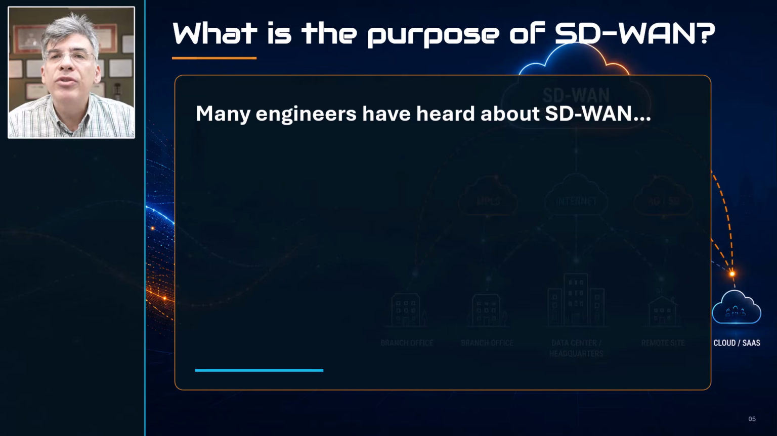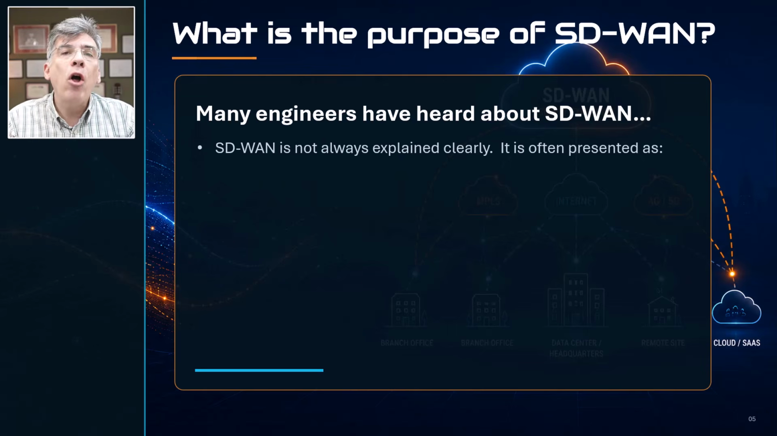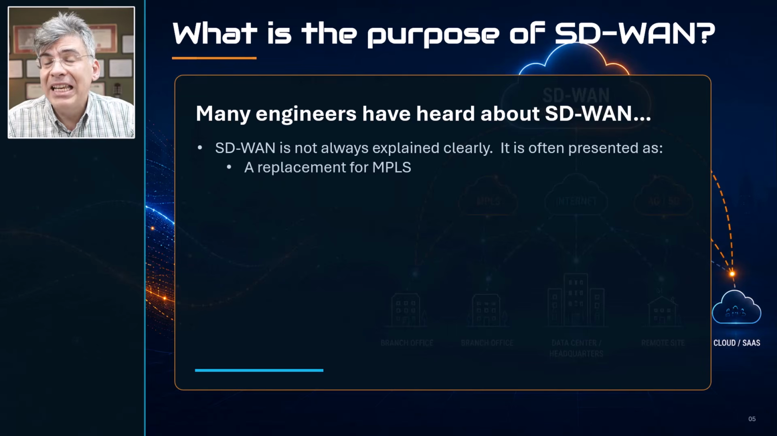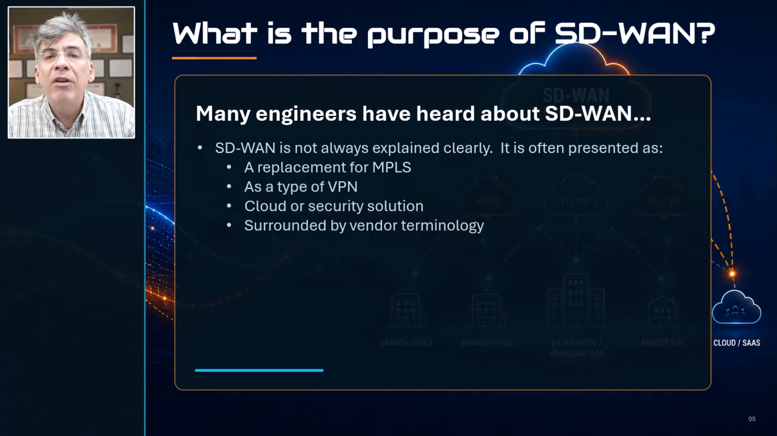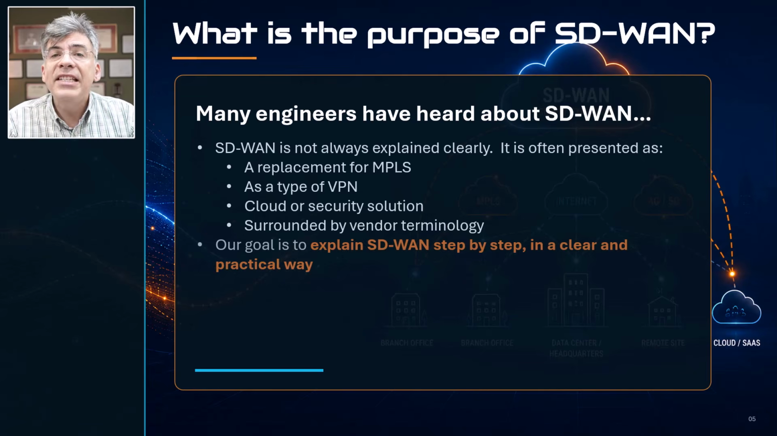SD-WAN is one of those technologies that many network engineers have heard about, but it's not always explained clearly. Sometimes it's presented as a replacement for MPLS, sometimes as a type of VPN, sometimes as a cloud or security solution, and sometimes it's surrounded by so much vendor terminology that the basic idea becomes difficult to see. So in this series, our goal is to explain SD-WAN step by step in a clear and practical way.